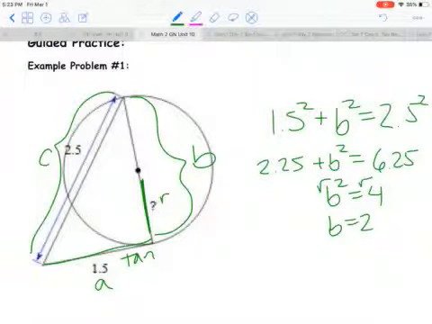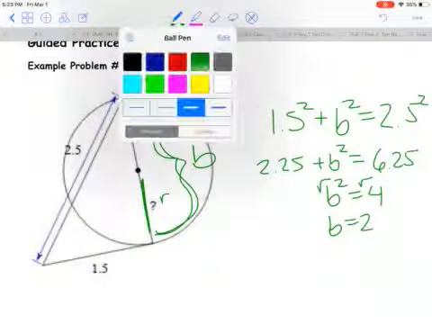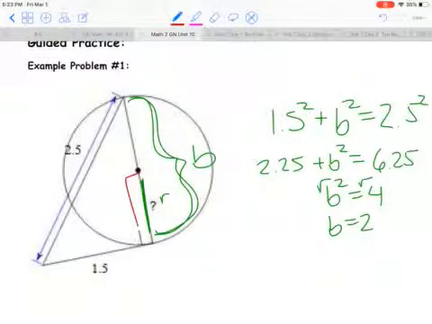Now B, let's go back to our picture here. B was this whole length. Okay, and if I look at where my question mark is, it's just this piece. So if that whole length is B, that's also the diameter. And my question mark is the radius. So you're just going to cut it in half. So your question mark is 2 over 2, which is 1.